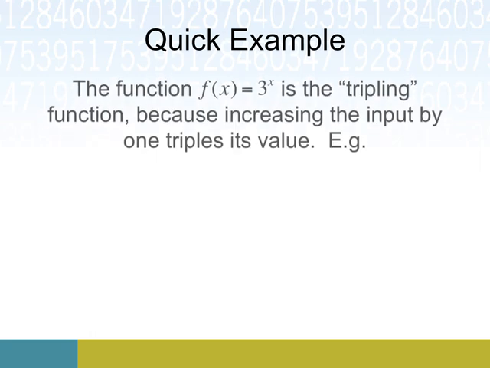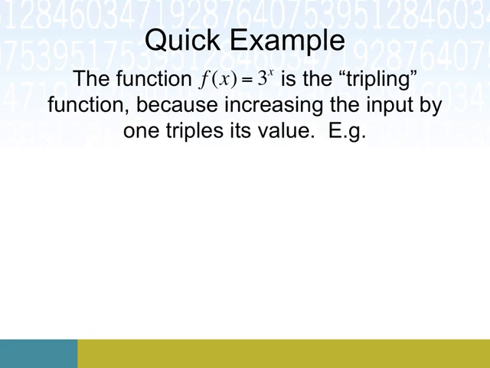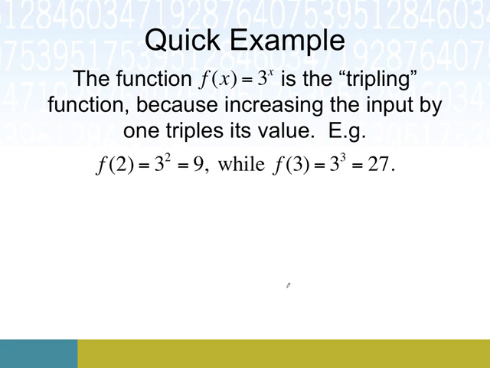Okay, so just a quick example to get us in the ballpark. 3 to the x is sometimes called the tripling function, and that's because if x goes up by 1, then the y values get 3 times as big. So for example, if we take inputs of 2 and 3 and put them into this function, remember we're replacing the exponent with our input. So 3 to the second is 9.